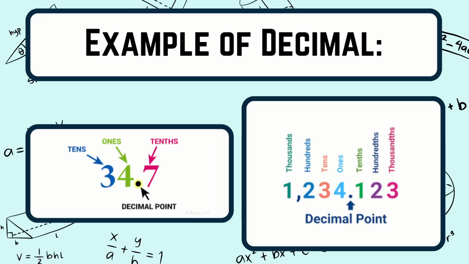So here are the examples of decimal. So we can see that it's totally a point, that's a decimal. So you can see at the screen that's a decimal.